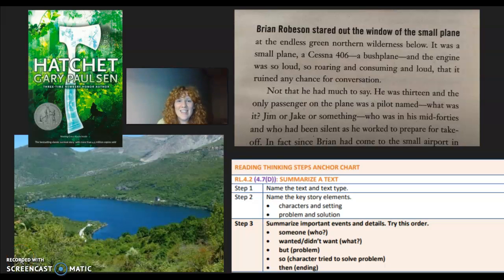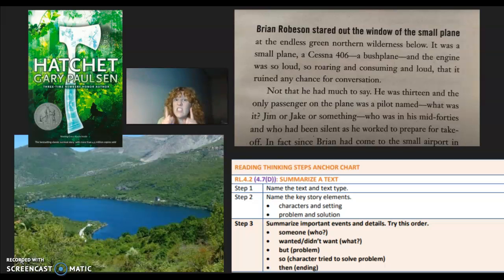Hi friends, today we're gonna learn how to summarize a fiction text by including important story elements. Now, summaries are the main points of the text. It's what happens. And good readers use summaries to tell what happened in the text briefly, because it's really boring when you have to read everything again. It would take too long. Now let's practice by summarizing chapter 1 of Hatchet.